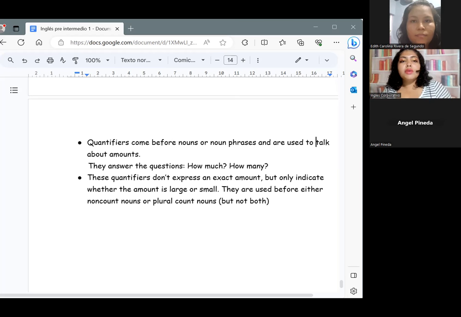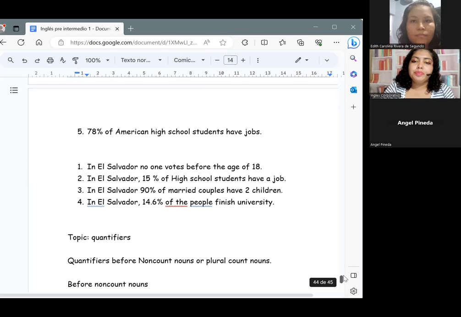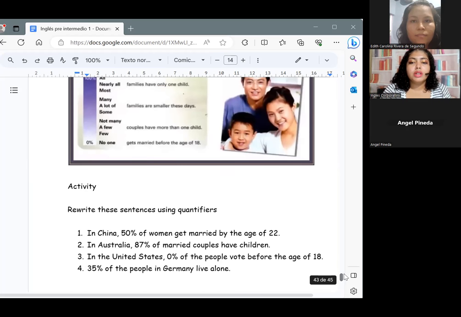So yesterday we were talking about the quantifiers. We were talking about what those words are, and what uses we can give to different words that we can use when we are talking about a quantity that we are not really sure about. And in this case, we have just a couple of things. This is the image that we found on the platform that is related to the quantifiers. We have the words there. We were also talking about some situations in different countries, and making a comparison with the situation in our country.